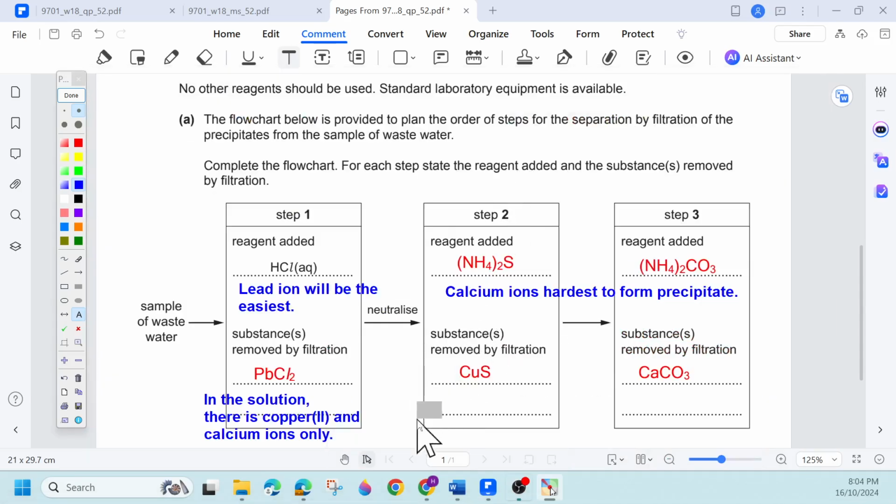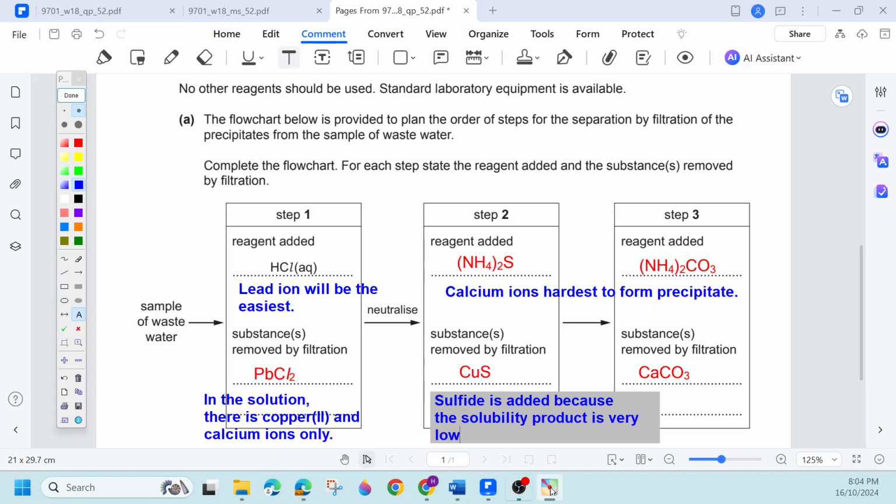So sulfide is added because the solubility product is very low for copper sulfide. Therefore, what's left remaining is calcium. Therefore, you add in the carbonate, and you're going to form your calcium carbonate. With that being said, thank you very much.